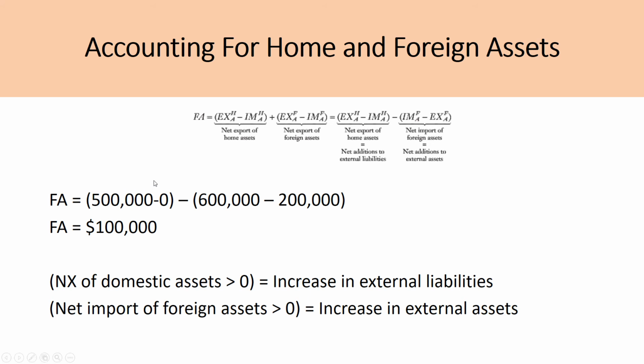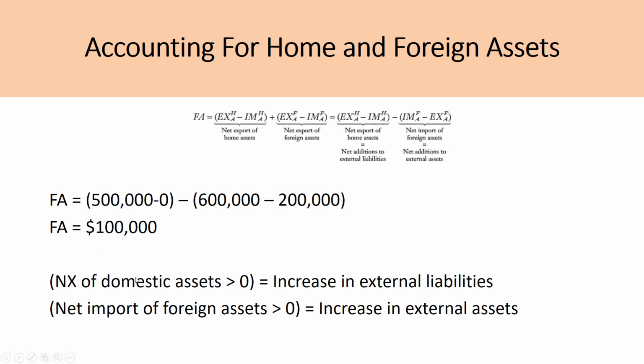So in our example, we exported a home asset, a domestic asset. Therefore, there's a net addition to external liabilities of 500,000. And then with our foreign assets, there was a net addition to external assets because I sold $200,000 of external assets, but I bought 600,000. So the difference is 400,000. So 500,000 minus 400,000 equals a financial account of $100,000.